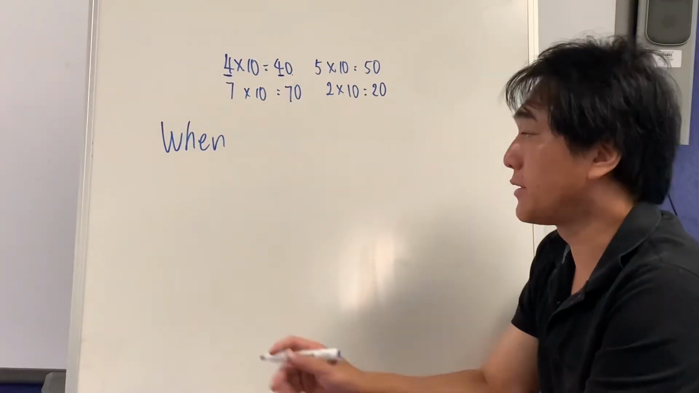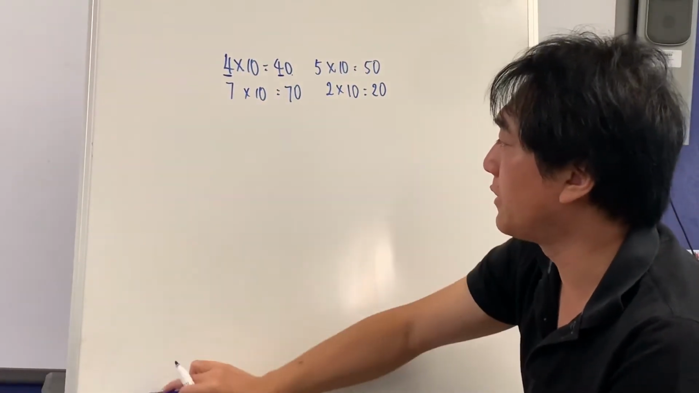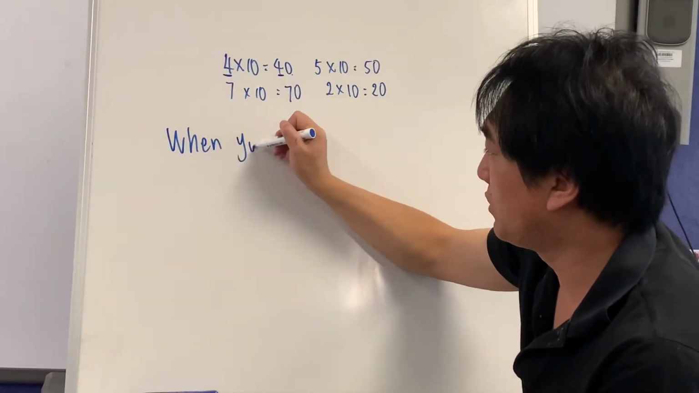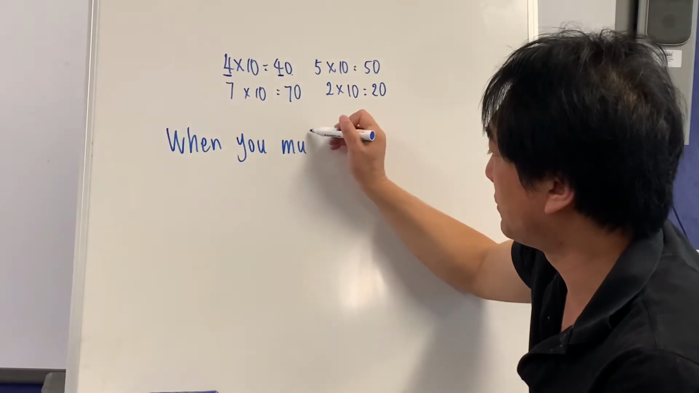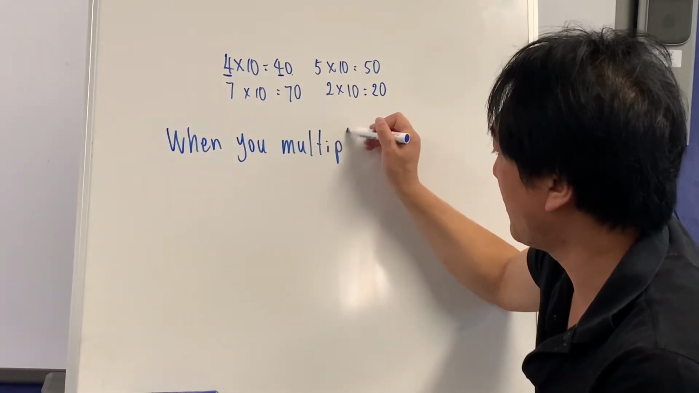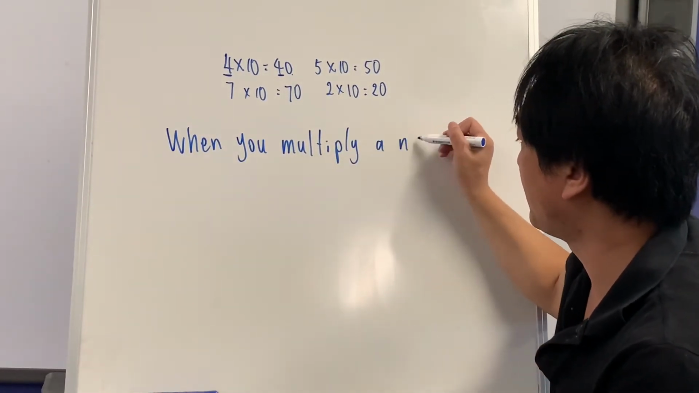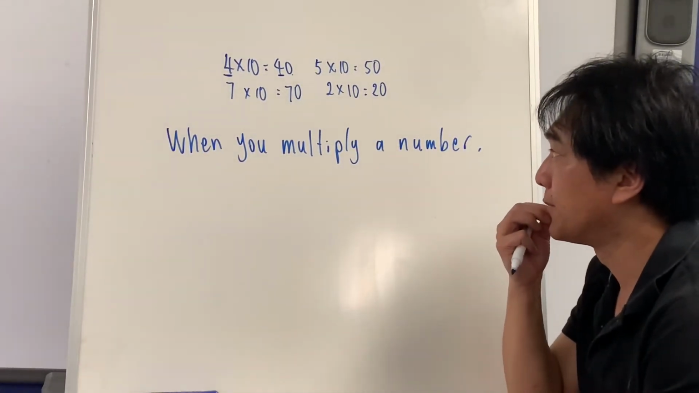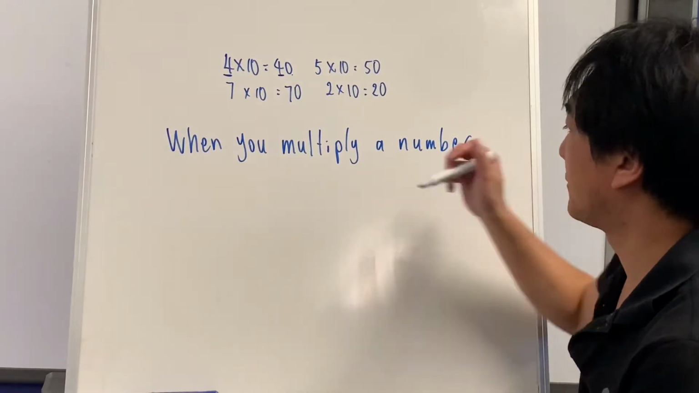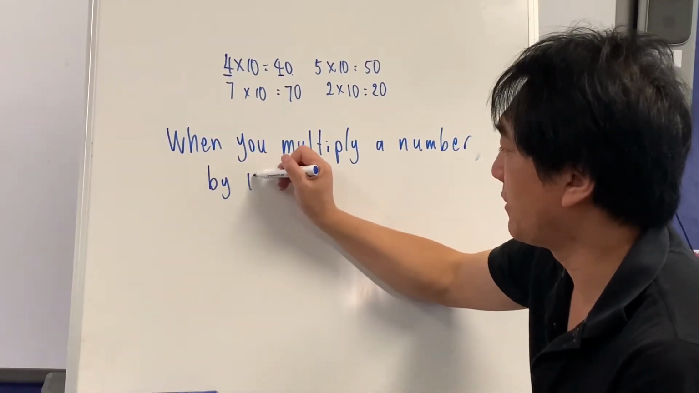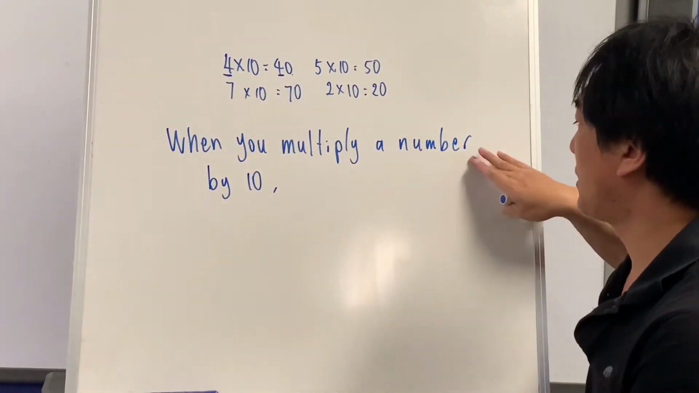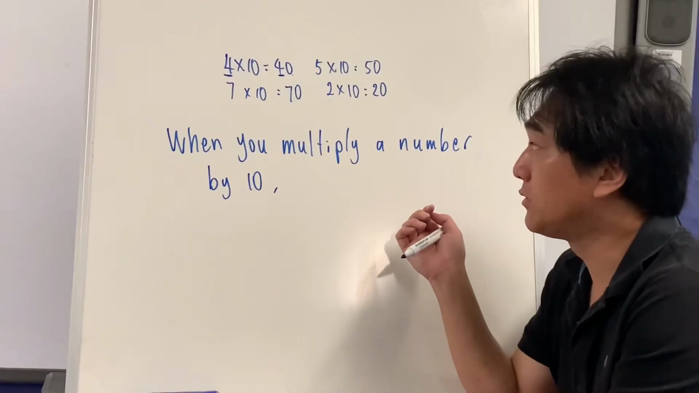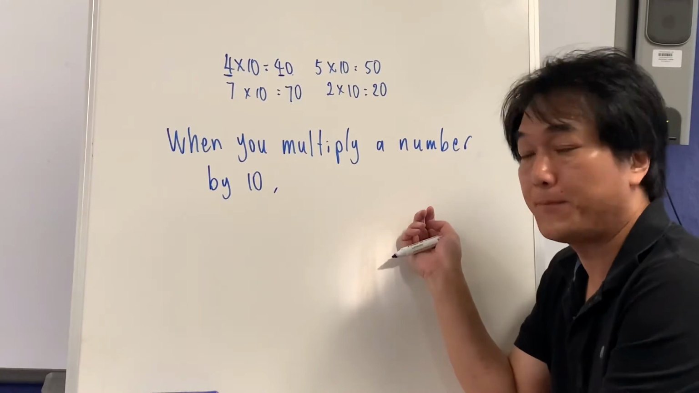So, did you write: when you multiply a number by 10? Now what happens? You put the 0 afterwards. You put the 0 after the original number.